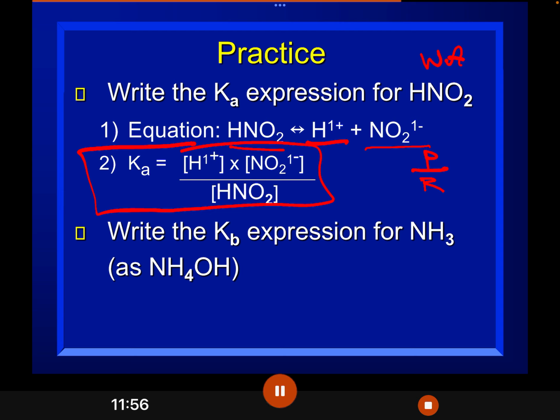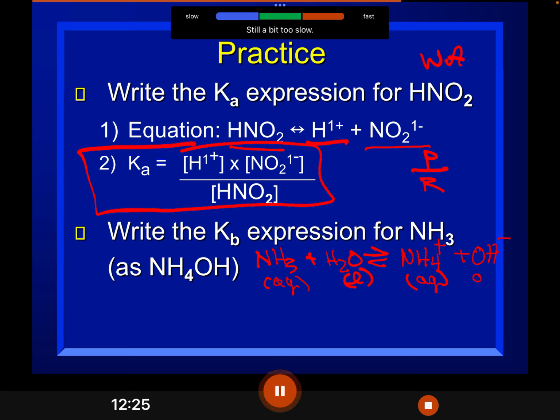This one's a little bit different, and I sort of skipped over this quickly here. If I have NH3, I'm going to add this one to H2O, and this is going to dissociate into NH4 plus and OH minus. These three species will all be aqueous. We'll get more practice with this.